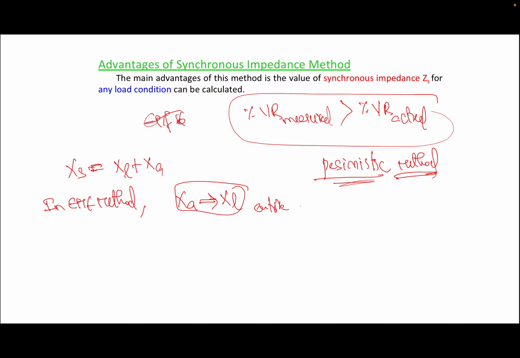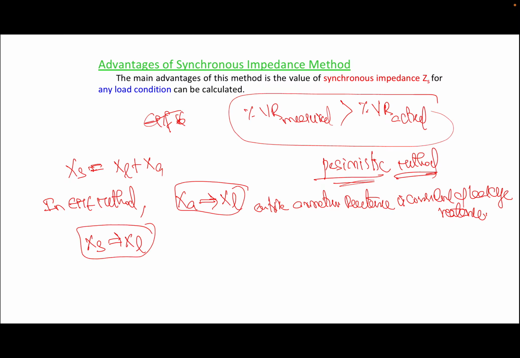So XS will now be equal to only XL. As I am not considering XA separately, I am assuming that the entire armature reactance is also equal to XA here. I am getting more than the actual value. And that's why this method is the pessimistic method. It is not exactly recommended. Okay, this is all about the synchronous impedance method.